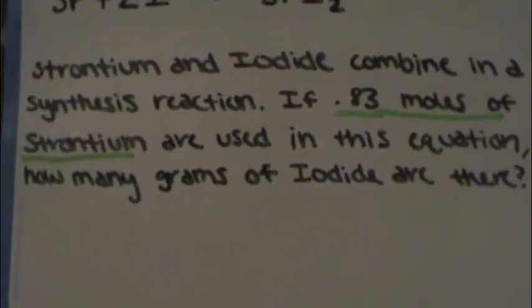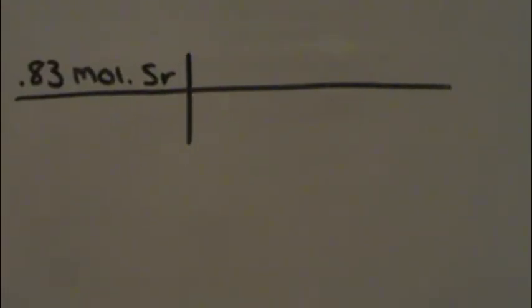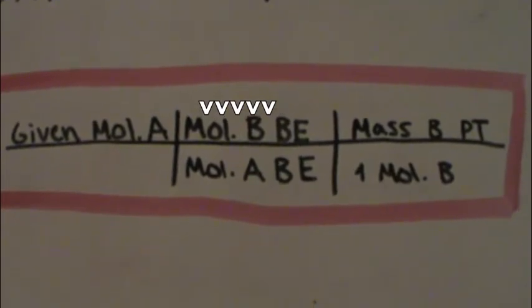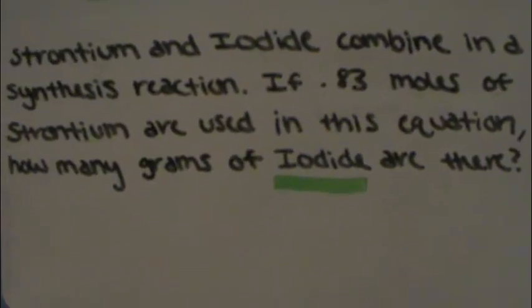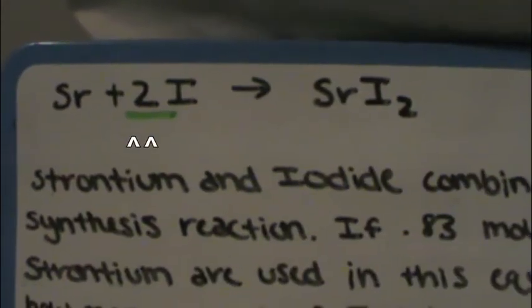This problem provides us with 0.83 moles of strontium. So that's what I wrote at the beginning of my chart. Next it wants us to write mole B from the balanced equation. Mole B is what you're trying to find, which is iodide, and there are 2 moles of iodide in this equation. So next to 0.83 moles strontium, I wrote 2 moles of iodide.